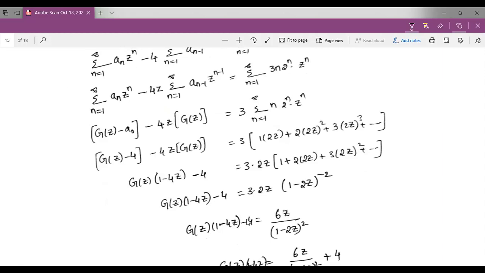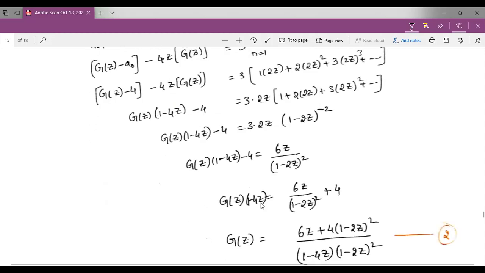This minus 4 value, we take to the right side. So g of z into 1 minus 4z is equal to 6z by 1 minus 2z whole square plus 4. The 1 minus 4z we also take to the right side, it comes to the denominator. So g of z is equal to 6z, we take the LCM, plus 4 into 1 minus 2z whole square by 1 minus 4z into 1 minus 2z whole square. Let it be equation 2.